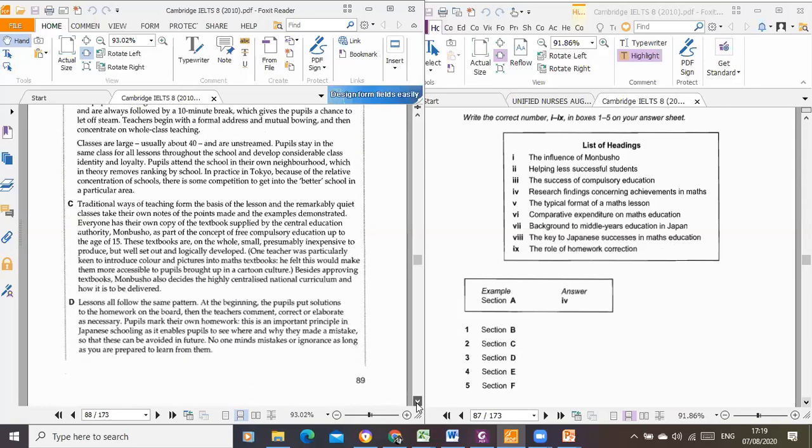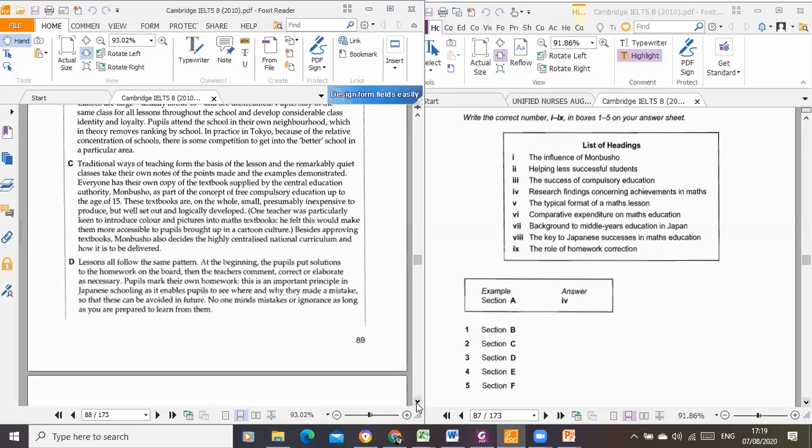In C, traditional ways of teaching form the basis of the lesson, and the remarkably quiet classes take their own note of the point made by the example demonstrated, full stop. So I've seen textbook there. I'll move on to the last sentence. So it starts from these textbooks anyway, but I'll just take note of, besides approving textbooks, Mombusho also decides the highly centralized national curriculum and how it is to be delivered. Because I'm saying Mombusho alone here, I might want to read about what Mombusho is, but that's not my concern for now. I'm still going to read them in detail.